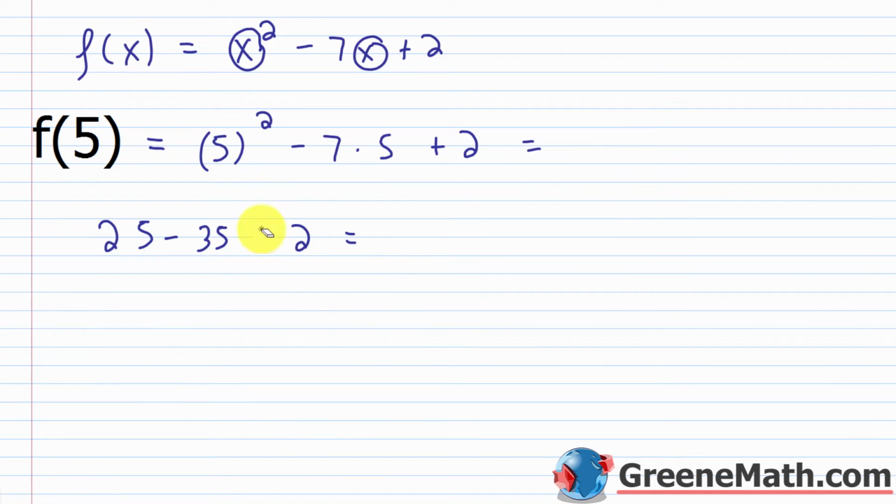So 25 minus 35 is negative 10. Negative 10 plus 2 is negative 8. So f of 5 is negative 8. Again, the function's value when x equals 5.